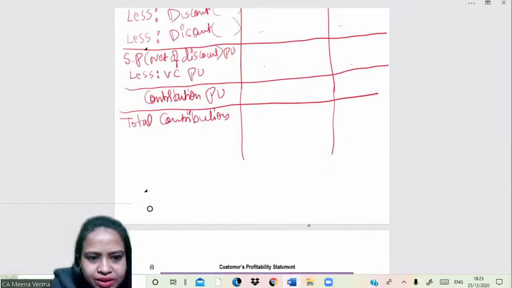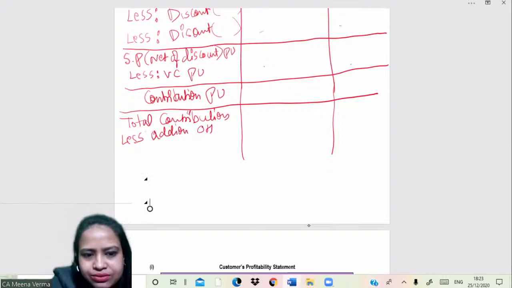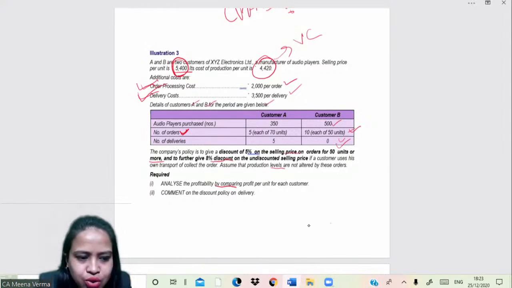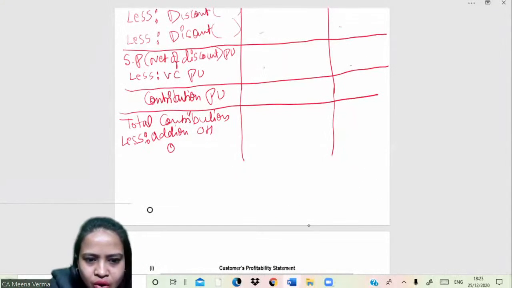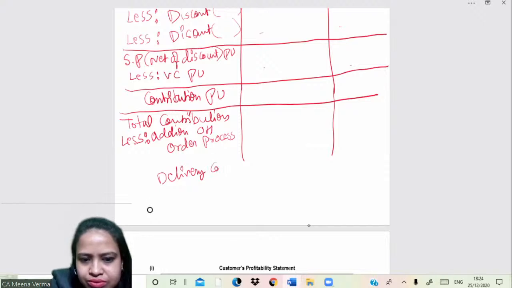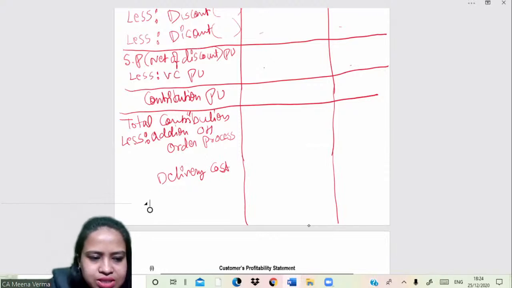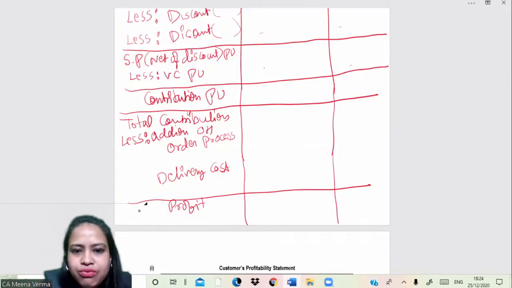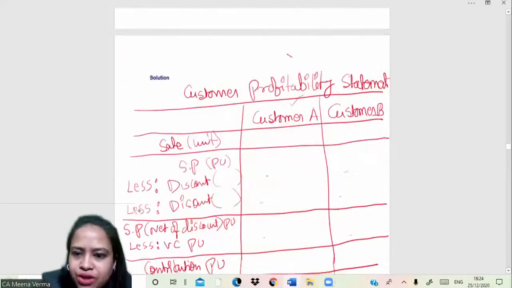Then less the additional overhead costs you have. What costs do you have here? You have this order processing cost and you have this delivery cost, right? You have these two kinds of cost. Let us consider that. Order processing cost, and the next is delivery cost. After considering these two costs, you will get profit. Okay, this is the profit from customer A and this is the profit from customer B.